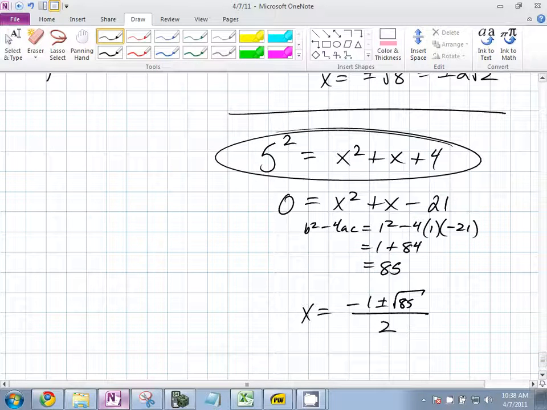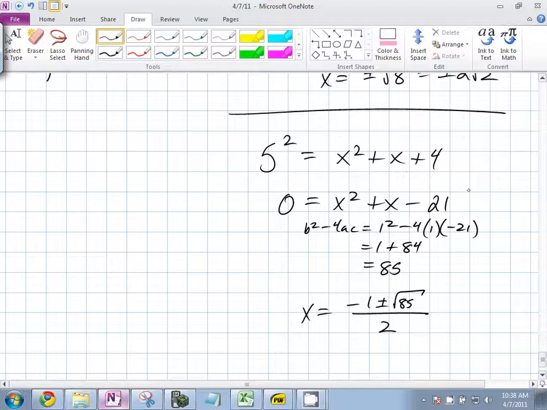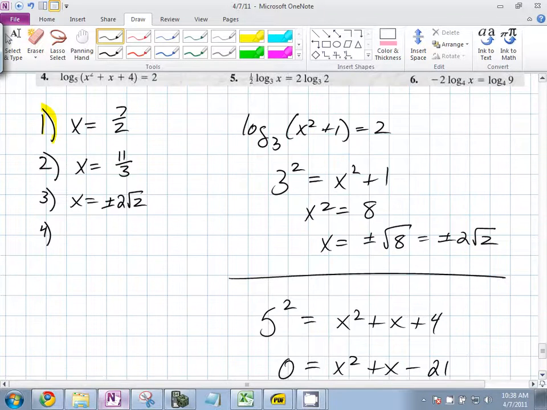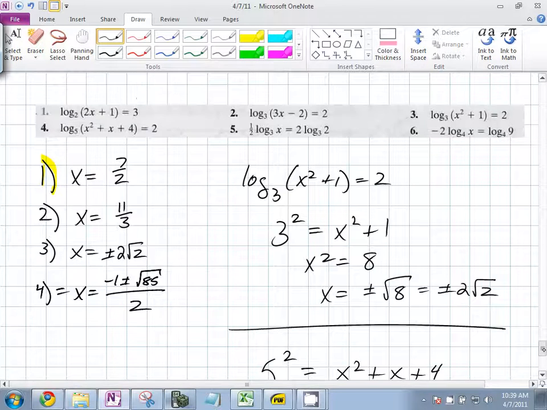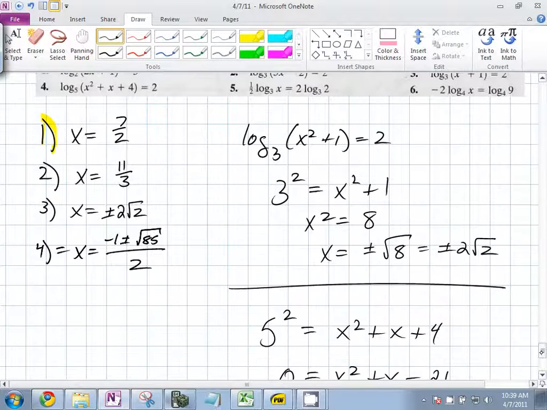Okay, so we have x equals negative 1 plus or minus the square root of 85 all over 2. Nice. Okay, what about 5? Who has an answer to 5? Someone who hasn't spoken. Denise, what do you get? Who got 16? You're popular. Yay! And what about 6?